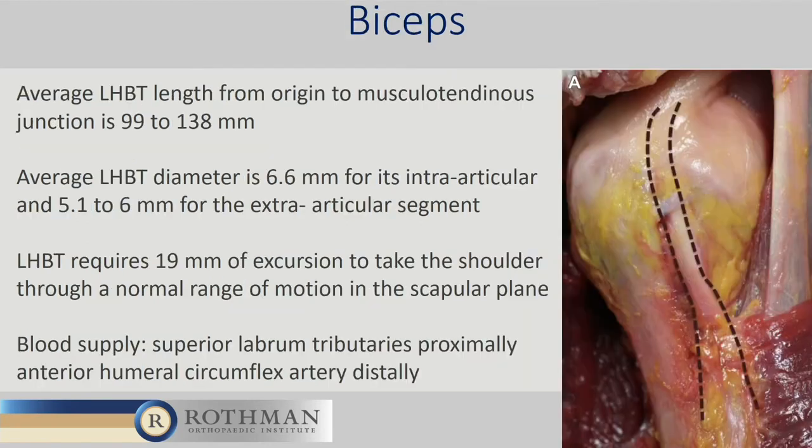And when we talk about the biceps tendon itself, there's a lot of stuff on this slide, but the main thing I want you to take home from this is that in order for the shoulder to go through a normal range of motion, the biceps needs to be able to move about 19 millimeters. So it has to have some excursion as you take the arm through your range of motion, or you're going to get stuck and you're going to have pain if it's not moving properly.